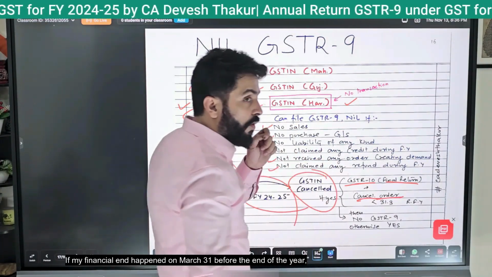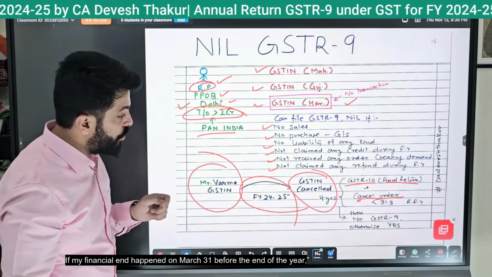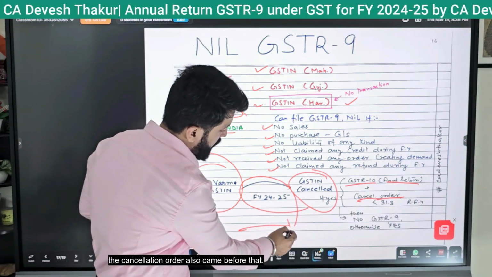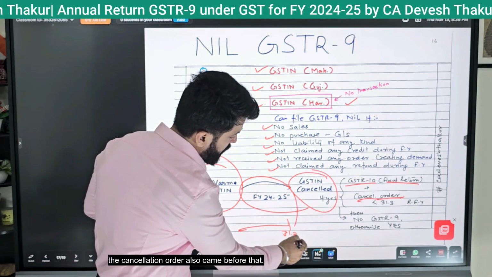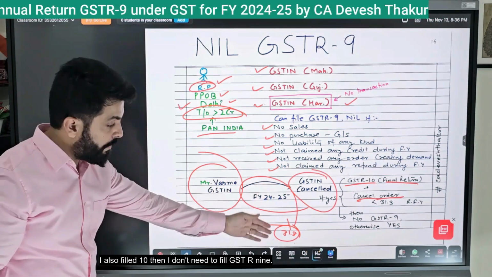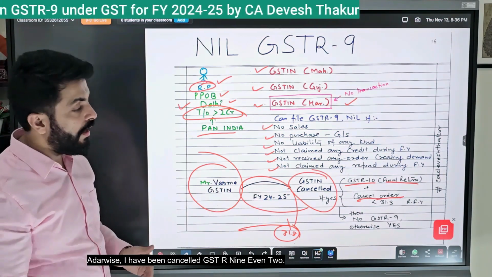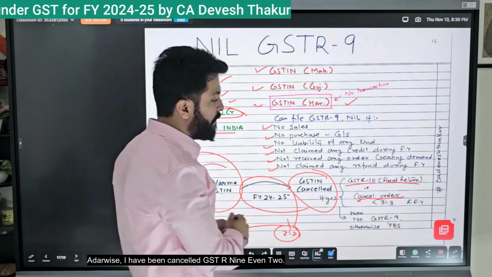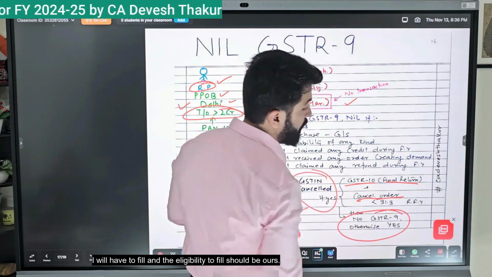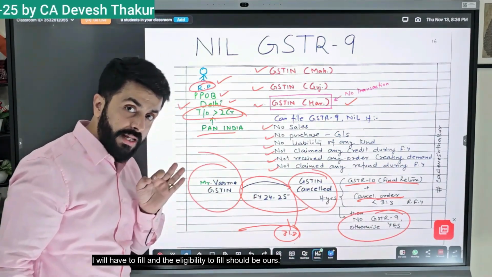If my financial year ended on March 31st, and the cancellation order also came before that, and I also filed GSTR-10, then I don't need to fill GSTR-9. Otherwise, even if my registration has been cancelled, I will have to fill GSTR-9, and the eligibility to fill should be ours.